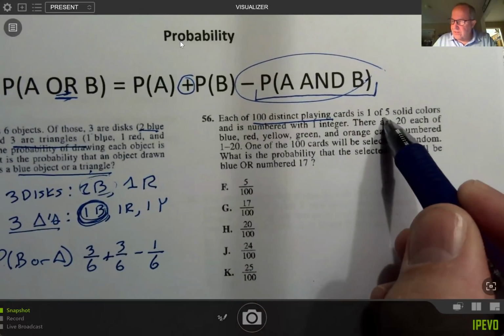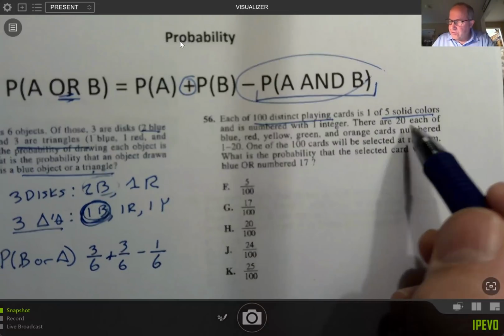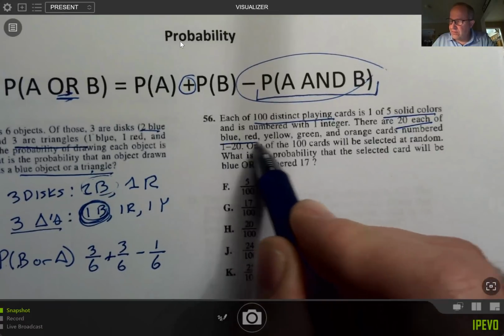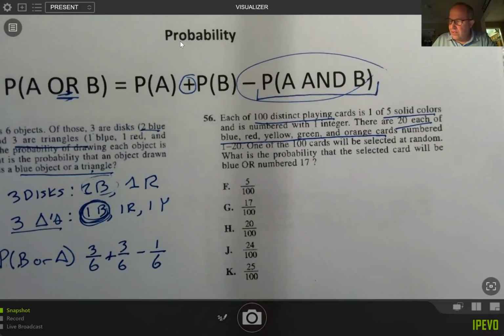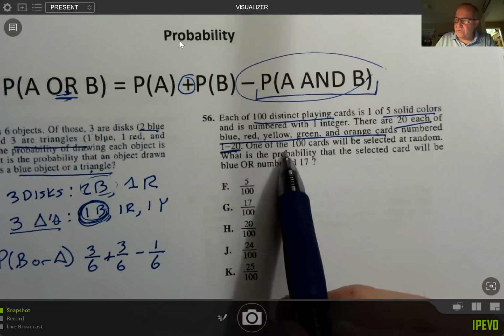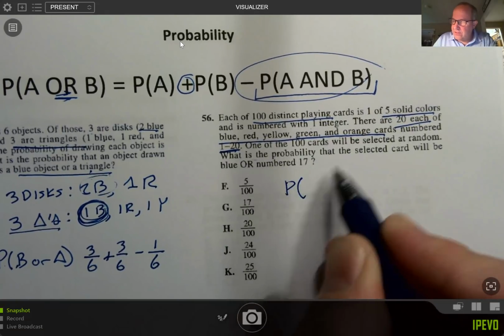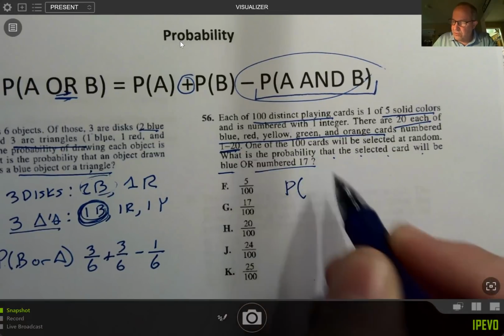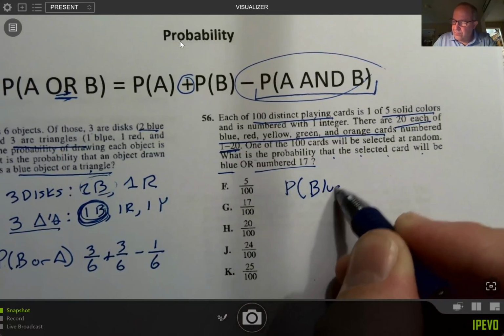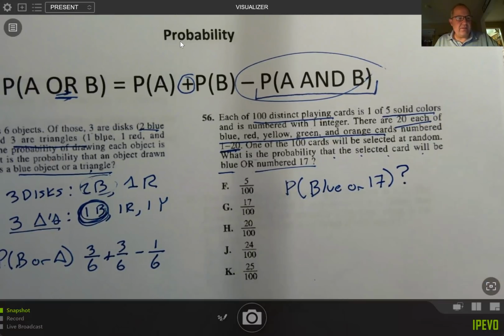There's 5 different colors, and the cards are numbered. There are 20 of each color. Okay, so there's 20 of each color, and the cards are numbered 1 to 20. They're going to pick one random card. What's the probability that the selected card will be blue or 17? Okay, I'm going to give you again 30 seconds to think this one through.